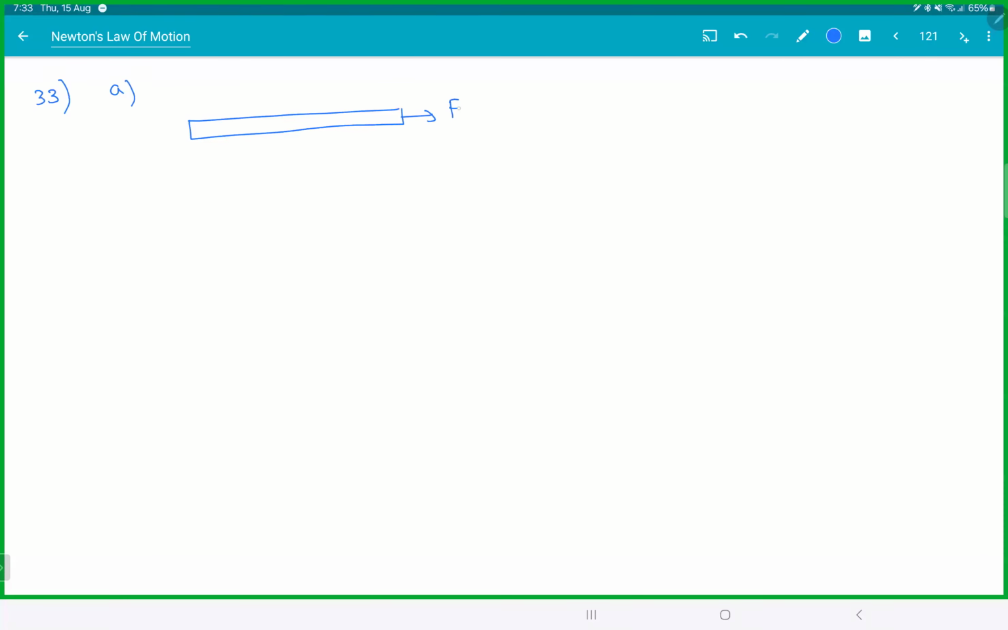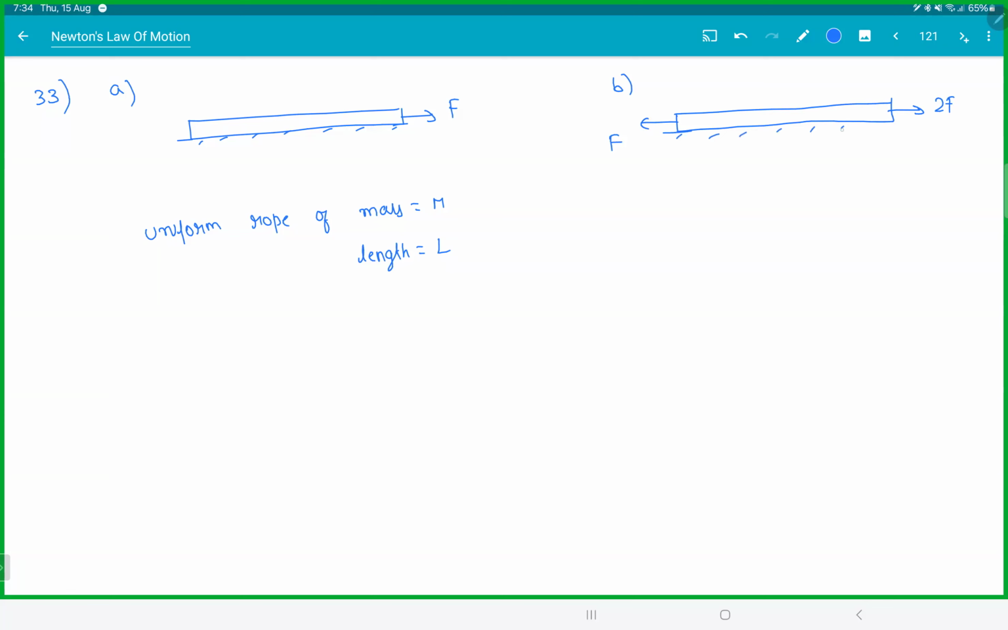We have a uniform rope here and someone is pulling it. It's a uniform rope of mass m and length L. This is 2F and this is F. Same rope. So I want you to find the tension at a distance x from the right hand side. So from the right hand side at a distance x, what will be the tension in the rope? Let's get that.